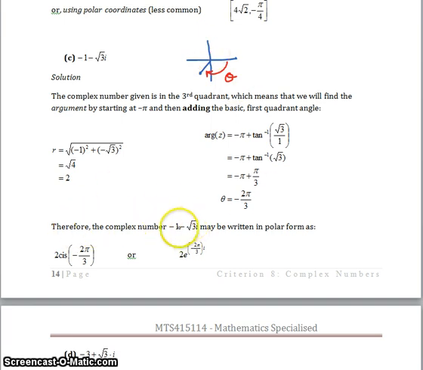Therefore the complex number negative 1 minus root 3i can be written in polar form this way: 2 cis negative 2 pi over 3, or using Euler's form 2e to the negative 2 pi over 3i. Or we could express it in polar coordinates as 2, negative 2 pi over 3.